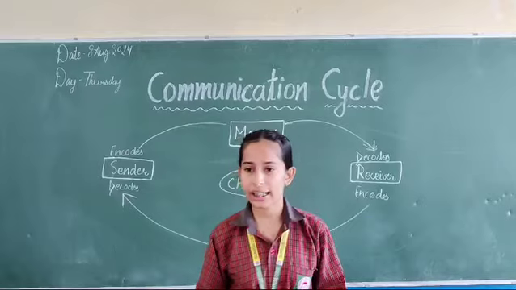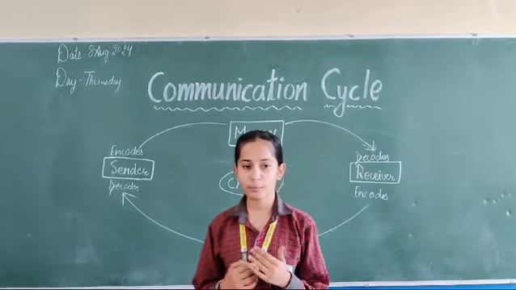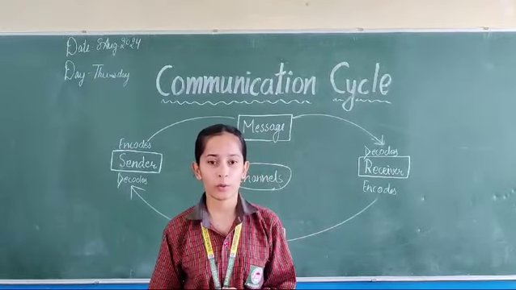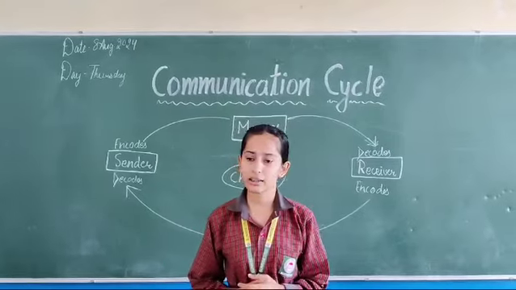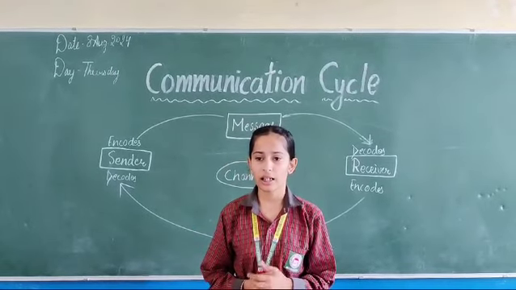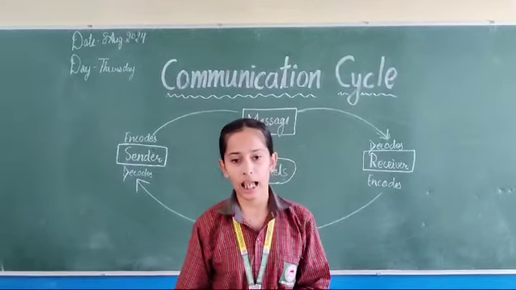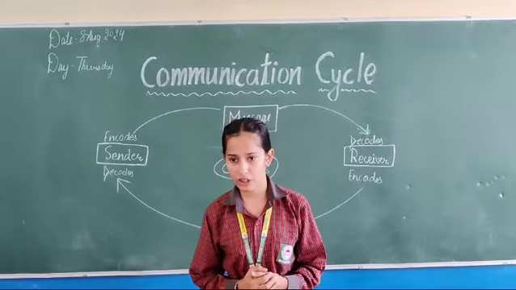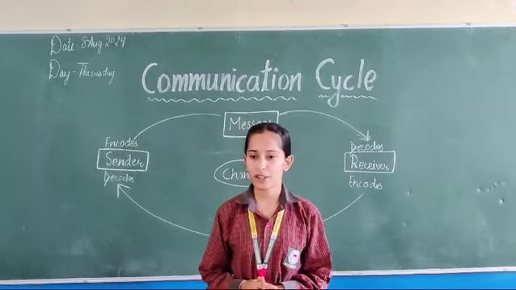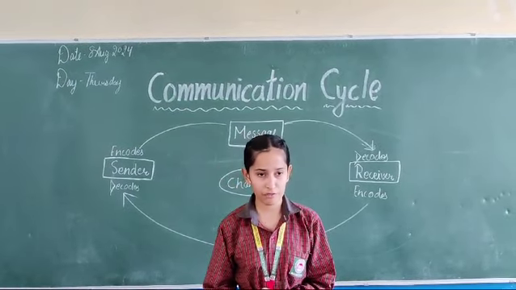In a communication cycle, there is one person who is known as the sender, who conveys the message to another person known as the receiver. And the receiver is a person who understands the message and gives a response. And this leads to a cyclic process known as the communication cycle. And in this communication cycle, there are various stages. There are 7 stages, that is sender, message, encoding, channel, receiver, decoding, and the last is feedback.